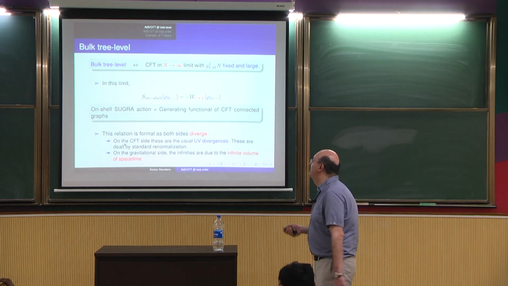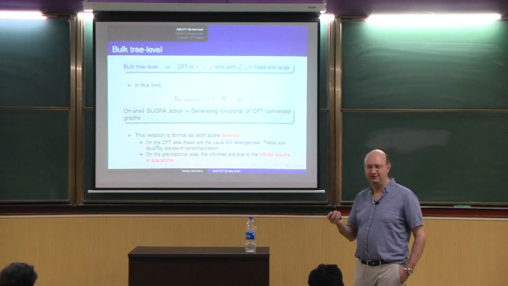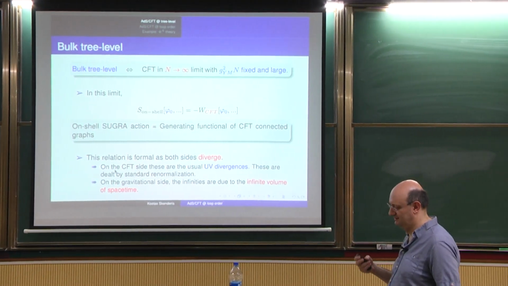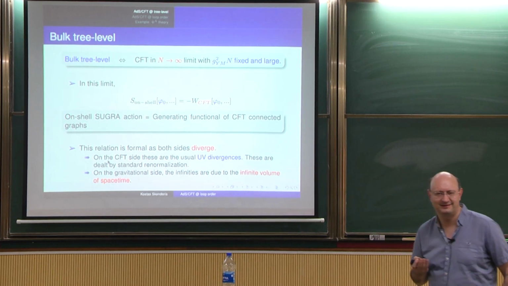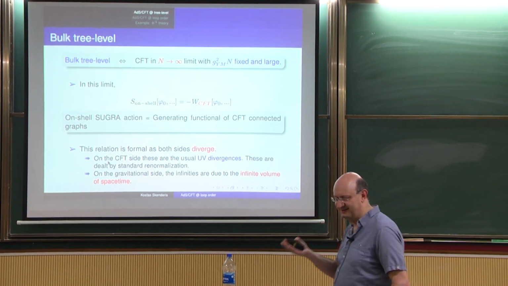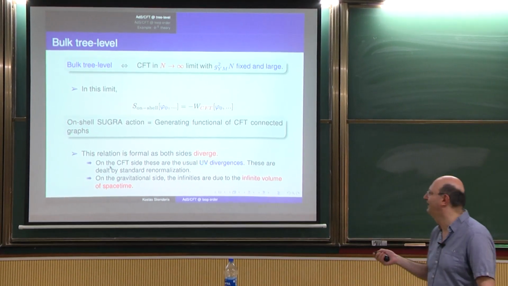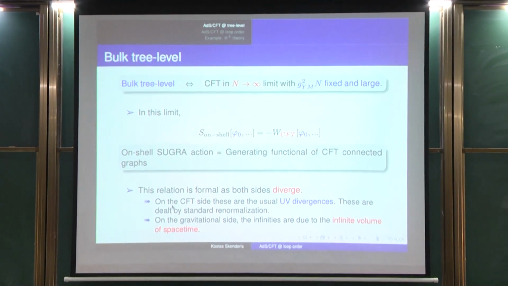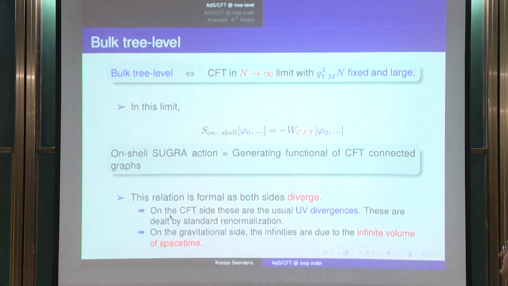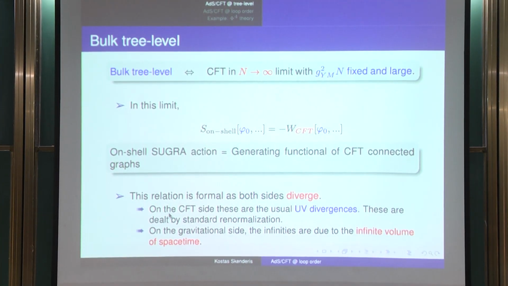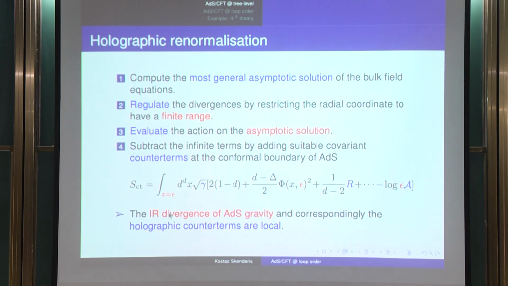Anyway. Now on the right-hand side, of course, we know how to deal with the issues because there is 70 years of renormalization theory and 3 Nobel prizes, so we know how to renormalize the right-hand side. So the next task is to understand how to renormalize the left-hand side. If this relation is to make sense, one has to renormalize the left-hand side. Yeah, that's where holographic renormalization comes in.